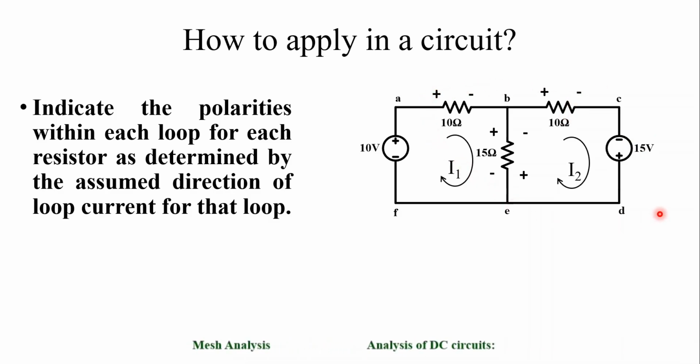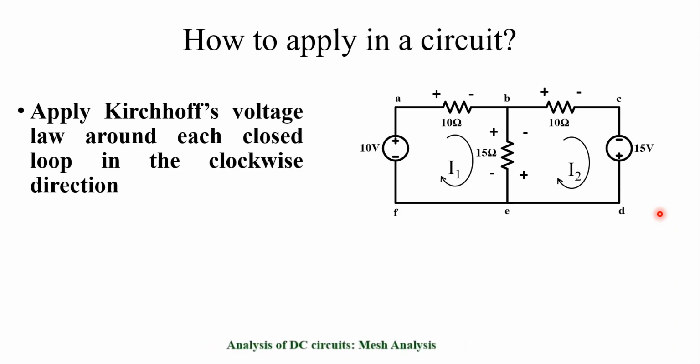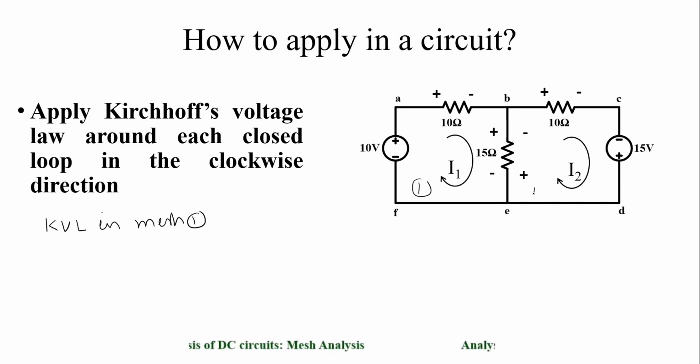Now the next stage is to write down the Kirchhoff voltage law for each mesh. So I am going to write down KVL in mesh 1. This is mesh 1 and this is your mesh 2. First of all I am going to write down the voltage drop across this one. I am moving in the clockwise direction. So here the voltage drop will be 10 into I1. I am writing plus 10 because I am reaching the plus terminal first.